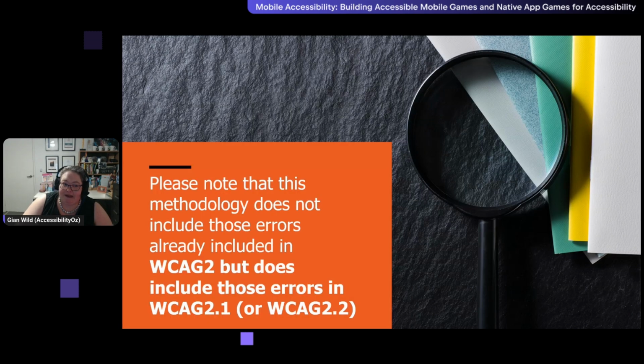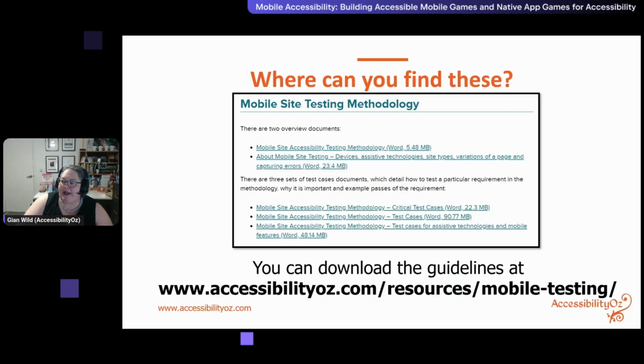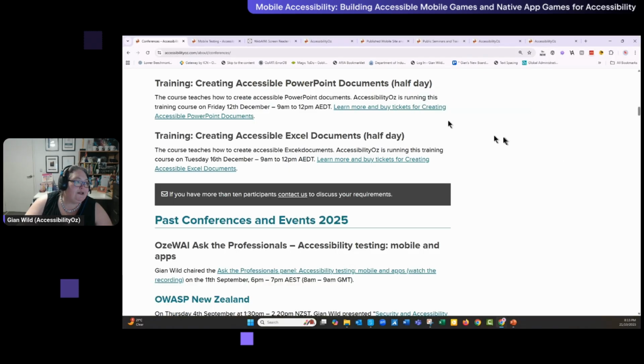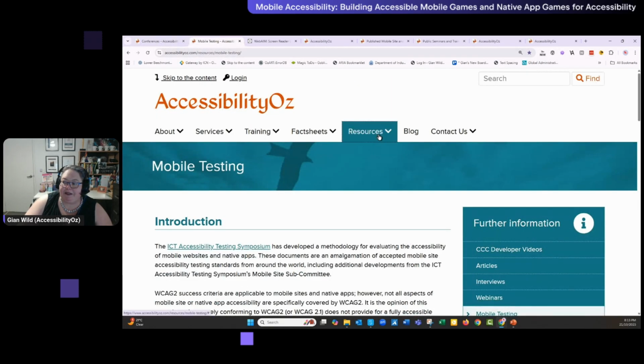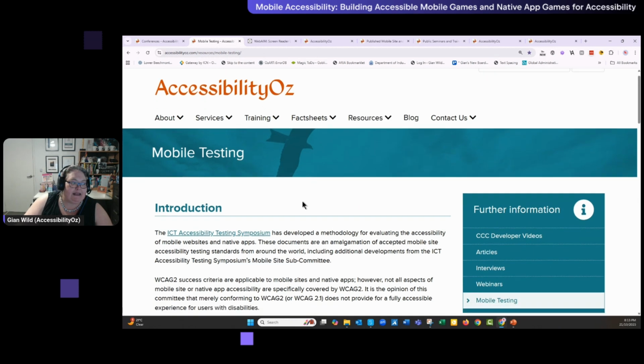Please note that this methodology does not include anything that's already in WCAG 2, but it does include things that are in WCAG 2.1. And at the moment, it does not include WCAG 2.2 because it was published before 2.2 was released. So where can you find these guidelines? If you go to the Accessibility Oz website, you'll see that under resources, there is the link mobile testing, and that is where these guidelines are.